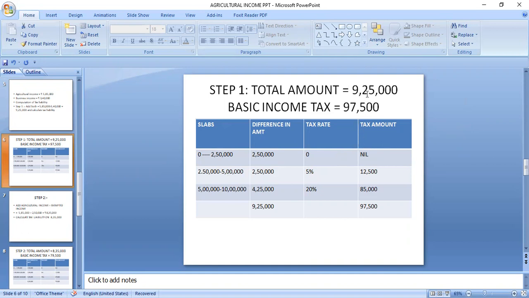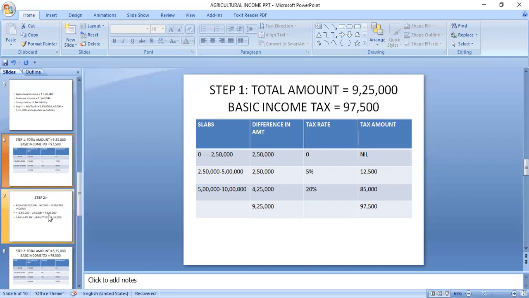Now this 9,25,000 comes in the 3rd category, that means 5 to 10 lakhs. Till the 2nd category, 2.5 plus 2.5, 5 lakhs is over. The remaining is 4,25,000 out of 9,25,000. On 4,25,000, calculate 20%, you will get 85,000. So total basic income tax will be 97,500, and the second column total will be 9,25,000. So you have to add both the agricultural income and non-agricultural income. You will get basic income tax of 97,500. This is step 1.